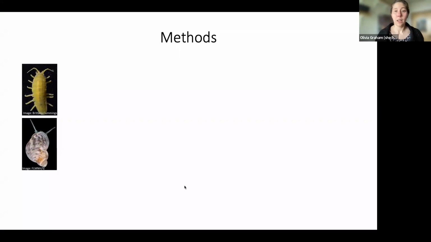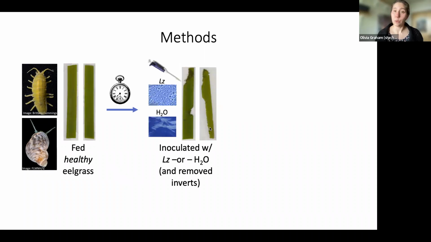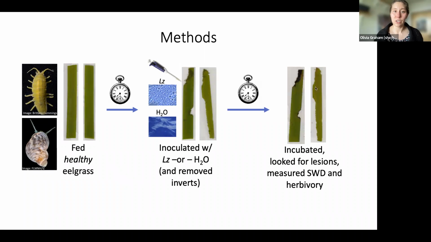To get at these questions, I conducted a series of herbivore experiments whereby I tested isopods and snails, fed them healthy eelgrass, allowed them to create nice grazing scars, and then I inoculated with either concentrated pathogen or sterile seawater. I then incubated these blades and allowed lesions to develop, at which point I collected the eelgrass blades, scanned them, and measured wasting disease and herbivory.